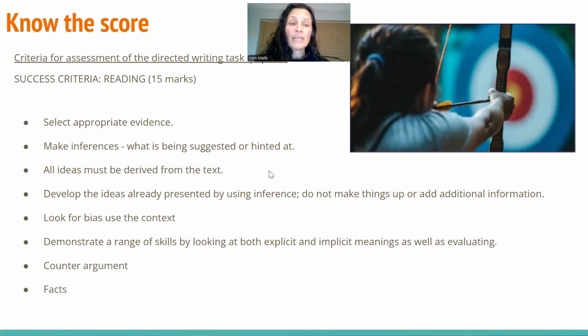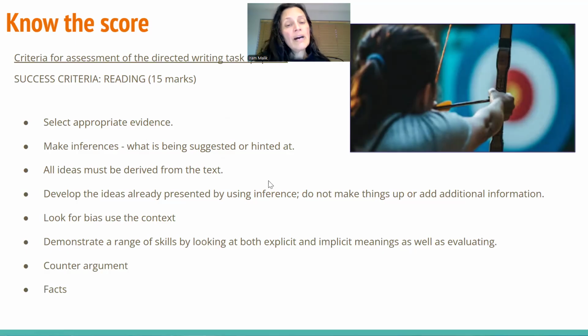So for the reading marks for the directed writing task, there are 15 marks available. And to make sure you maximize your potential for scoring highly on this question, you want to do several things. Examiners are looking for your ability to select appropriate evidence. That's being able to identify relevant or appropriate ideas or arguments from both those passages that are presented to you and that you're basing your response on.